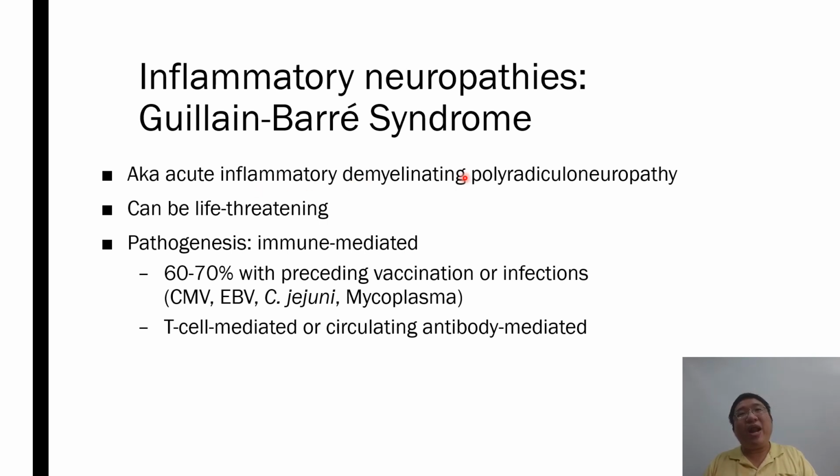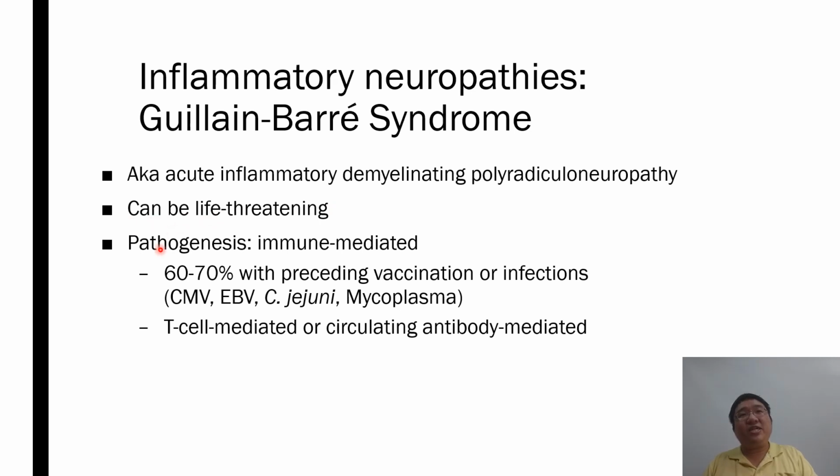Demyelinating implies that the disease mainly affects the myelin sheath. So the immune mechanism destroys the myelin sheath. And polyradicular neuropathy tells us that the distribution of the disease is both proximal and distal parts of the body. The disease affects nerve roots and peripheral nerves. So this syndrome can be life-threatening.